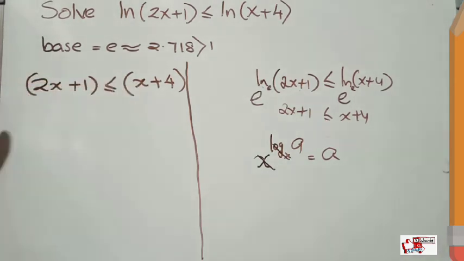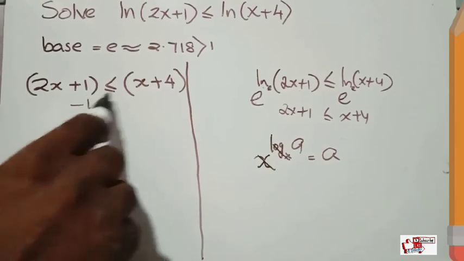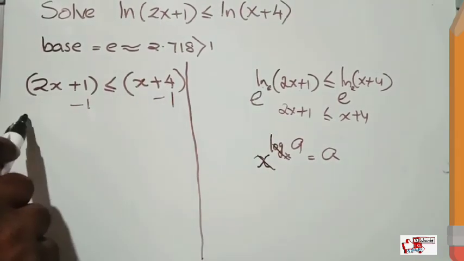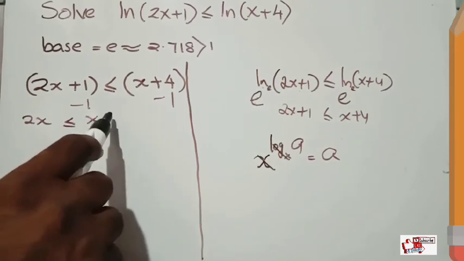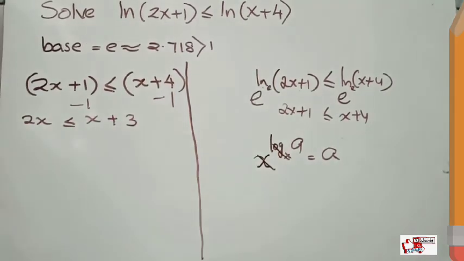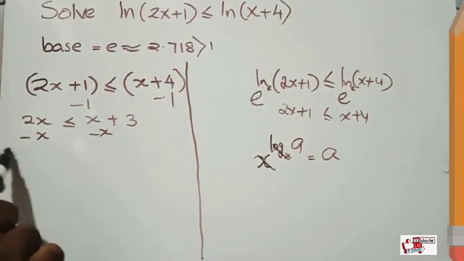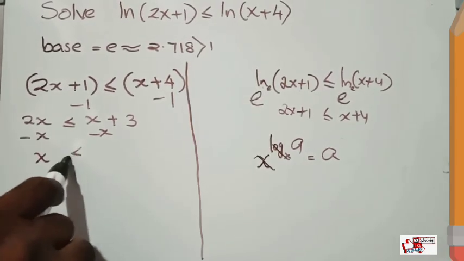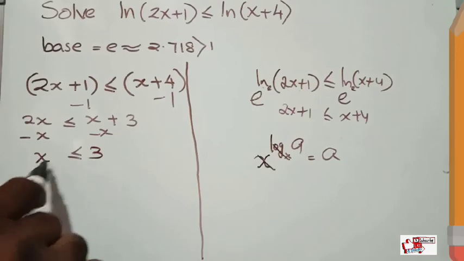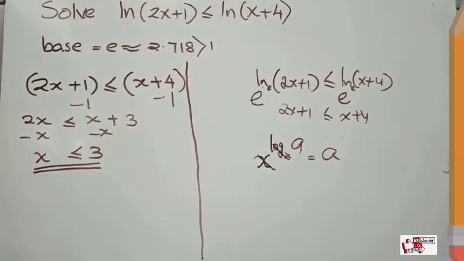You know how to do this one. I'm going to subtract 1 from both sides. So we get 2x less than or equal to x + 3. Now I subtract x from both sides. So we get 2x minus x is x, less than or equal to 3. So this is the first solution.